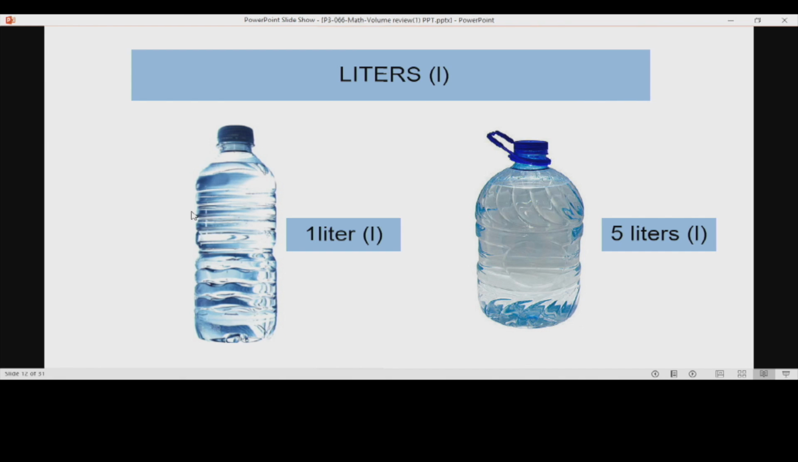How much does this bottle hold in litres? 1 litre. How about this bottle? 5 litres. How many 1 litre bottles will it take to fill this 5 litre bottle? 5. Yes, 5 times 1 equals 5 litres. Well done.